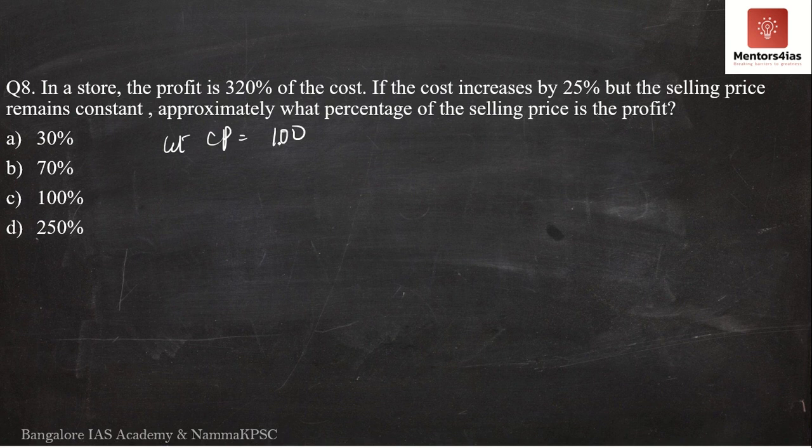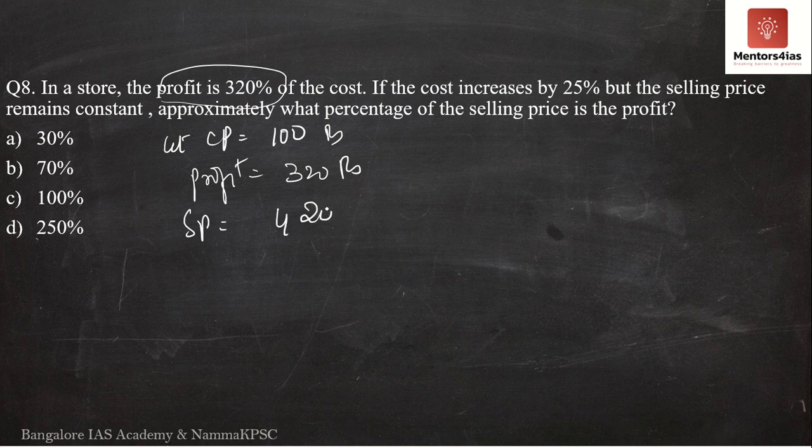So, if the cost price is 100, going by the question, what is profit? Profit is 320%, meaning profit is 320 rupees, correct? If cost price is 100%, where 100% is 100 rupees, then 320% will obviously be nothing but 320 rupees itself. So, if cost price is 100, profit is 320. What is selling price? Selling price is 420 rupees. Correct? 100 plus 320 is 420 rupees.